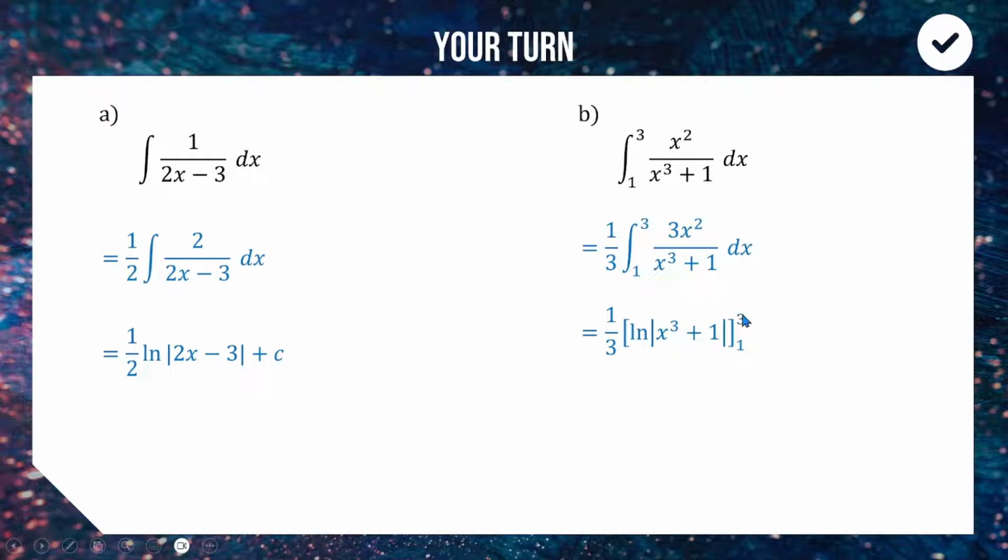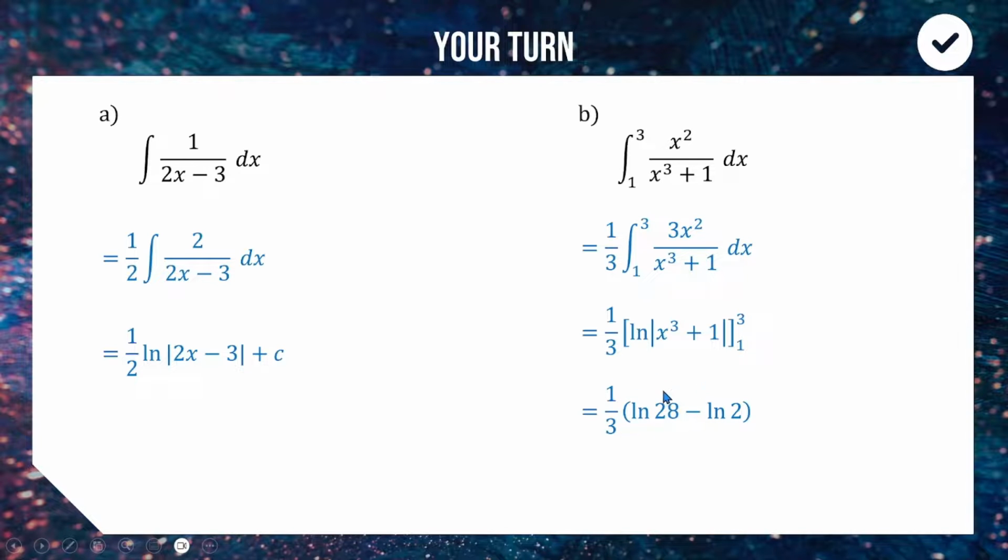All we need to do is sub in 3 and sub in 1 and subtract them. So when we sub in 3, we get 3 cubed is 27, plus 1 is 28, and the absolute value of 28 is thankfully 28. These are pretty much always going to be positive values, so the absolute values don't really matter, but it's nice to include them in our answer anyway to show that we know what we're talking about. When we sub in 1, 1 cubed plus 1 is 2, so we get this result here.